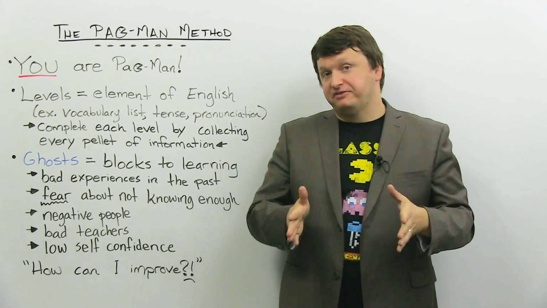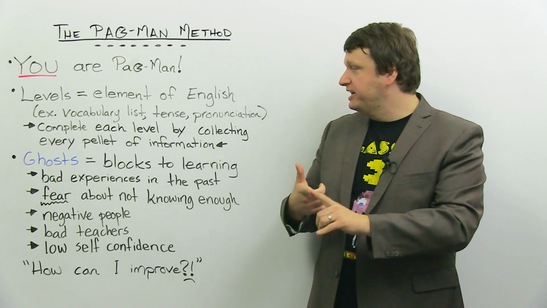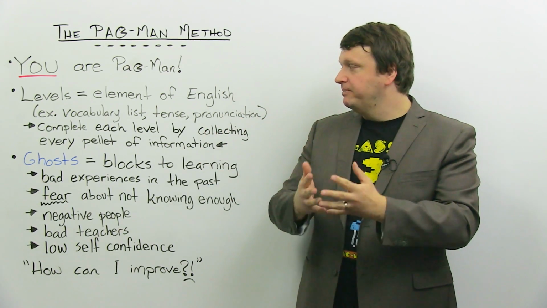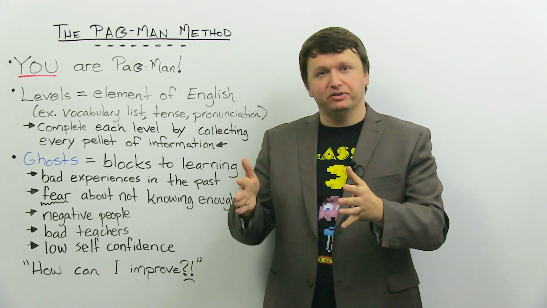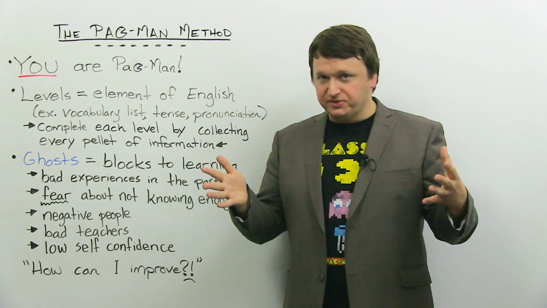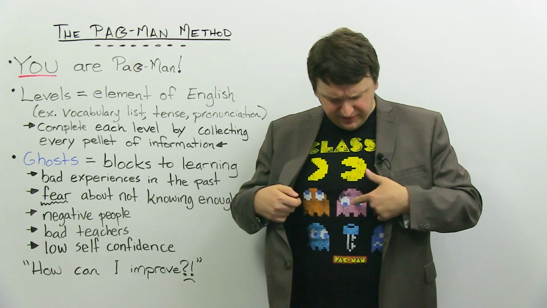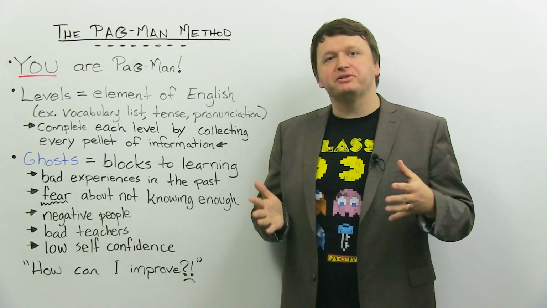What you have to do in mastering this vocabulary list, this grammar tense, this pronunciation point, is complete the level by eating every single pellet of information in that level before you can continue and do other things. Now, the ghosts, what do they represent? What does this guy represent? This guy, and this guy? These are blocks to learning.